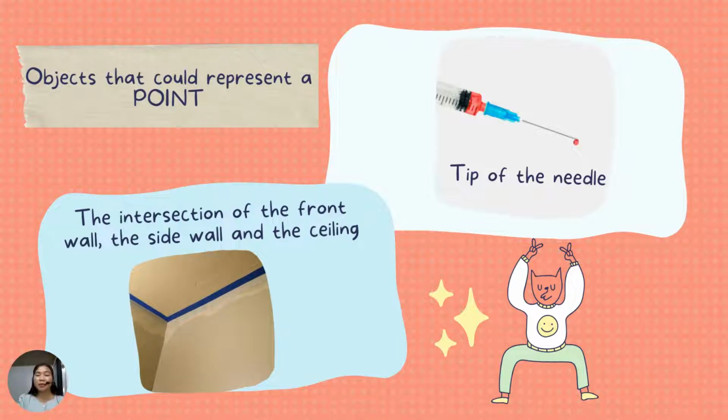The following are objects that could represent a point. Look at the tip of the needle. This is the tip of the needle, and it can represent a point. Look also at the intersection of the front wall, the side wall, and the ceiling in your room. As you can see, this part can represent a point.